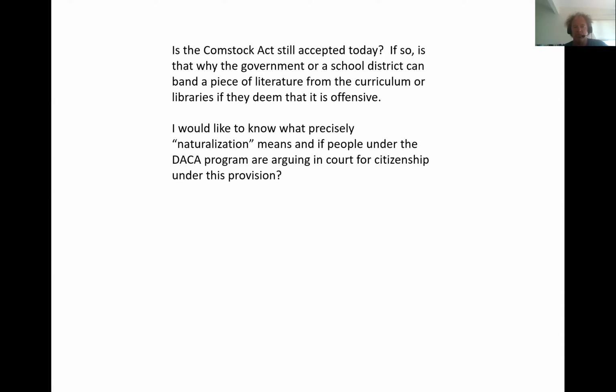There'll be a local school district that will ban Catcher in the Rye or some sort of mainstream book, and usually it will be challenged. Sometimes they'll win, sometimes they'll lose in these cases, and oftentimes that will depend on the specifics of state or city law. And then the question of naturalization, which is an important one, which we'll get more to when we get to the 20th century.